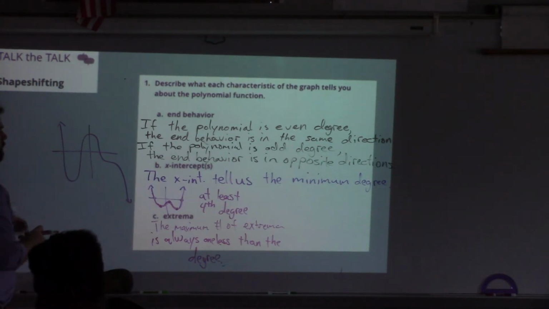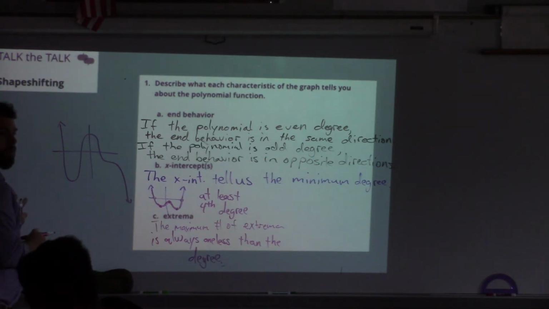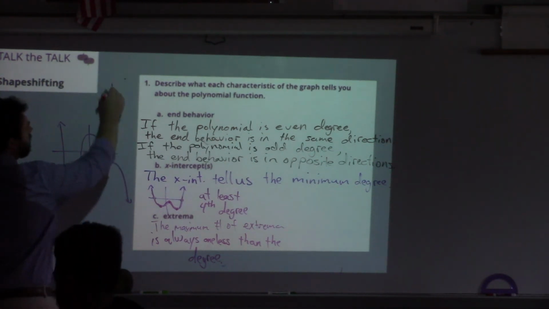Okay. Can't you have the same number of extrema and degree? Like the same amount of numbers? No, the number of extrema is always 1 less. But don't you have the same? Hold on.